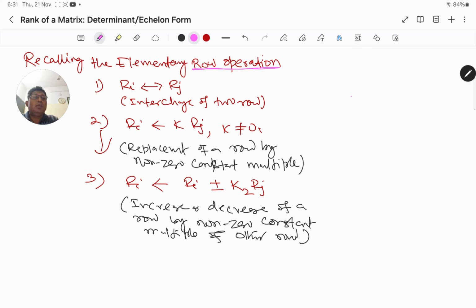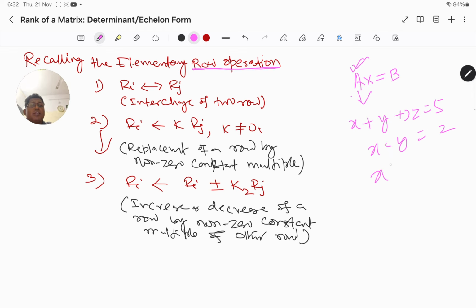Hello everyone. In this lecture, I shall tell you the rank of a matrix, right? If you recall the previous lecture, where I taught solving a system of linear equations, okay? Now, if a system of linear equations is given, then you are able to write a matrix A. So, suppose equations are given to you: x plus y plus 3z is equal to 5, x minus y is equal to 2, x plus 3z is equal to, suppose, 7.